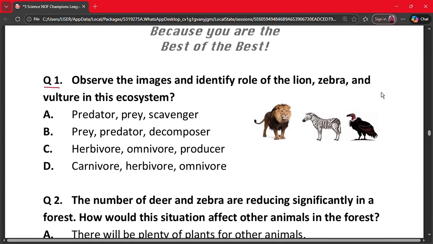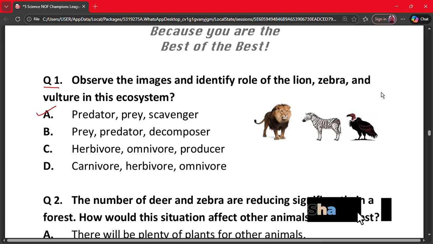Question number 1. Observe the images and identify the role of the lion, zebra and vulture in this ecosystem. A. Predator, prey, scavenger. B. Prey, predator, decomposer. C. Herbivore, omnivore, producer. And D. Carnivore, herbivore and omnivore. The correct answer is option A.